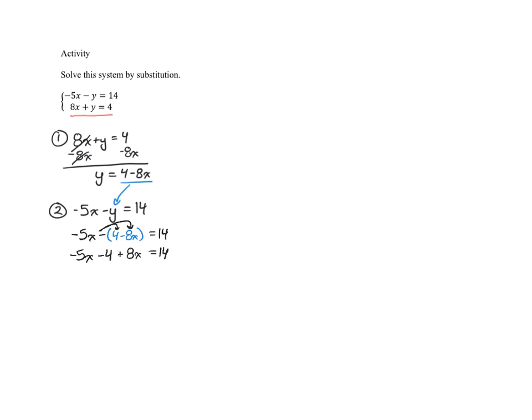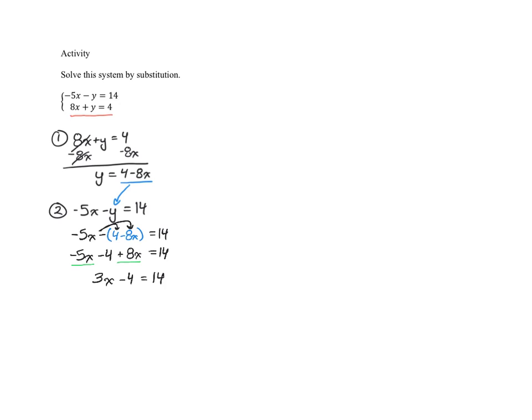Now, before I start eliminating terms, I want to make sure that I've simplified both sides as much as possible. So I have a negative 5x here and a positive 8x here, and I want to make sure to combine those. Negative 5x combined with positive 8x gives us 3x. So now we have 3x minus 4 equals 14, and both sides are simplified as much as possible.